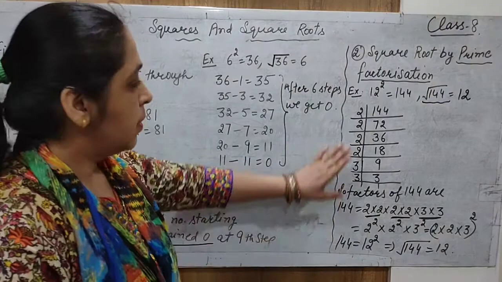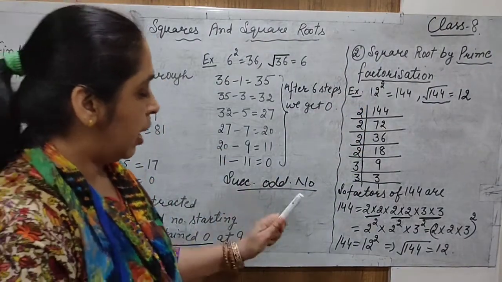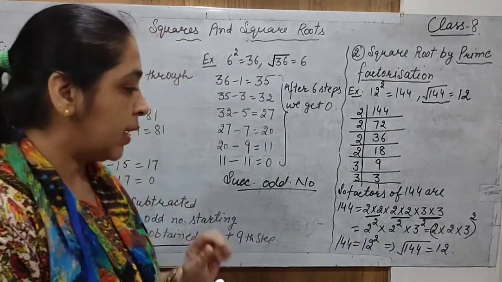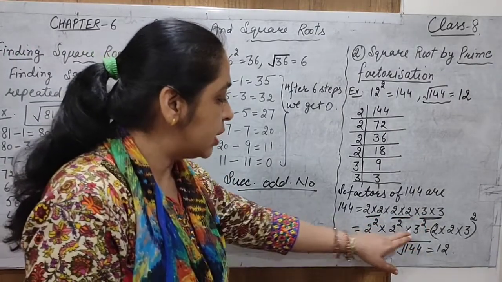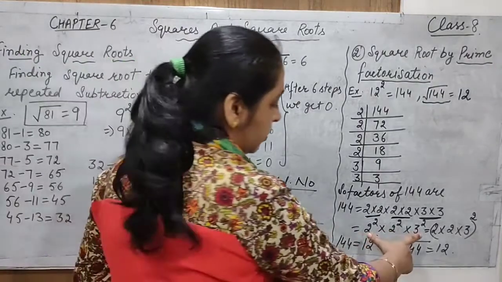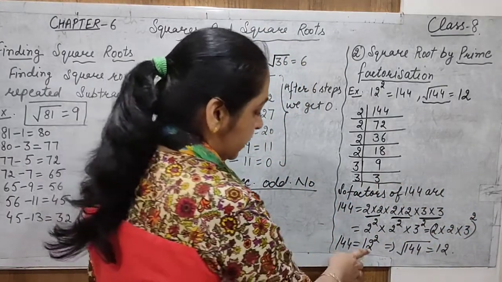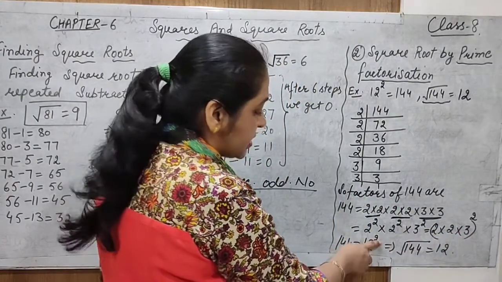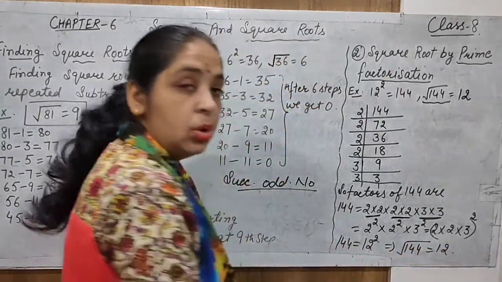How do we find it? Break the given number into factors. Place the factors in front of the number, as a multiplication of factors. Make pairs of the factors, two of each, and write down the squares: 2 square, 2 square, 3 square. Then compile the squares: the numbers are multiplied and the square is written outside in power form. Then multiply these numbers and we get the answer 12. 12 square is 144. So the root of 144 is equal to 12.